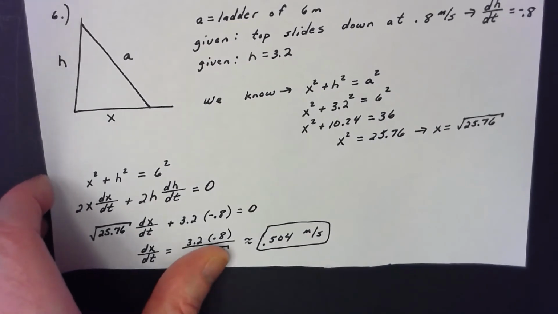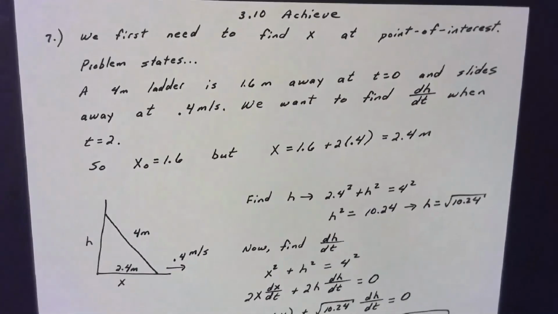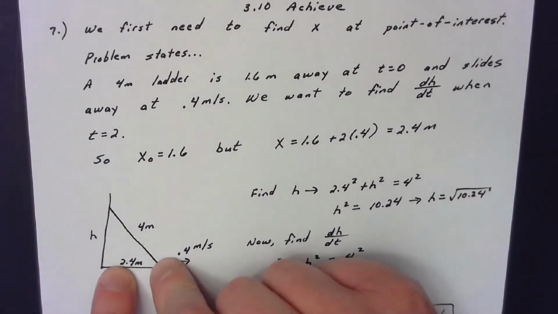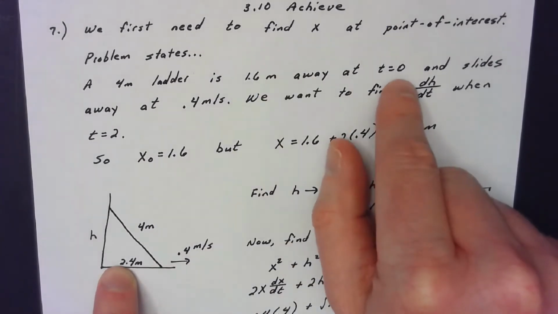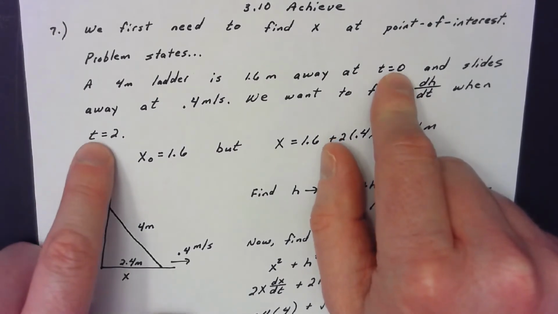Absolutely cool problem. Now, number 7 is similar, but there's an added step to it. So again, they give us a ladder problem, but the trick here is they give us some initial conditions at time t equals 0, but we're not interested in the rate of change at t equals 0. We're interested in the rate of change 2 seconds later.